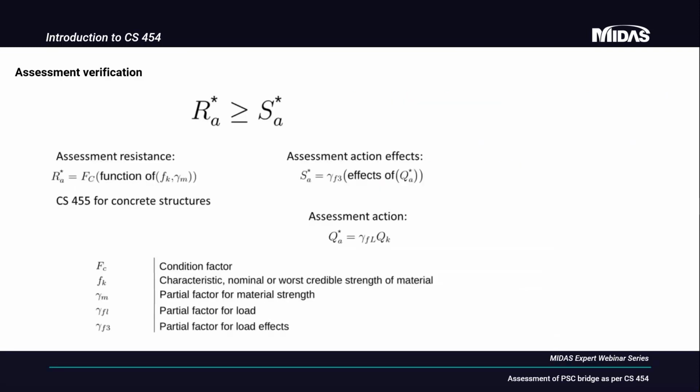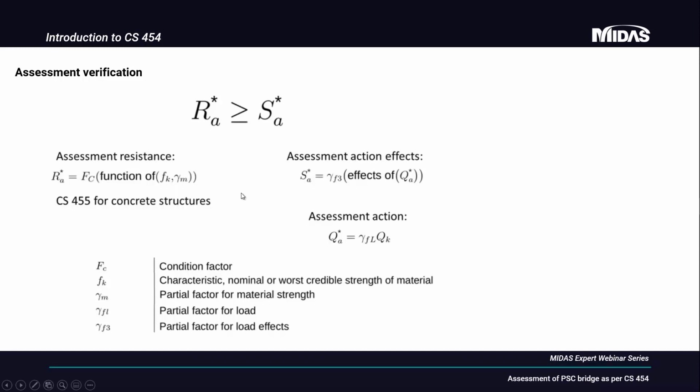Finally, we need to go for assessment verification by comparing assessment action effect with assessment resistance effect. So here SA star signifies the assessment action effect, and RA star signifies the assessment resistance. The assessment resistance is a function of condition factor and characteristic strength, characteristic nominal or worst credible strength of material, and partial factor for material strength. This has to be calculated from CS 455 for concrete structures.